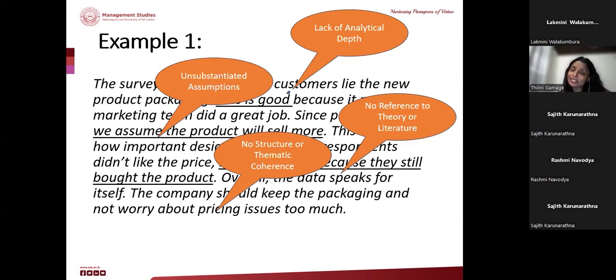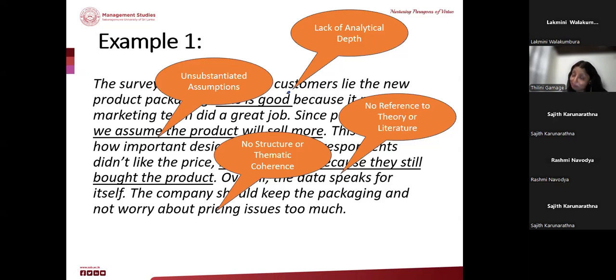If you read out this paragraph, you will see that it talks about different ideas one by one, but you don't see a link between these ideas. No structure, no thematic coherence. And again, you might be able to see that throughout this paragraph, the student hasn't used any reference to theory or literature, which is a major mistake, which is not allowed when it comes to undergraduate or even postgraduate research. We do not allow something like that. All the time when you write, you have to have evidence.